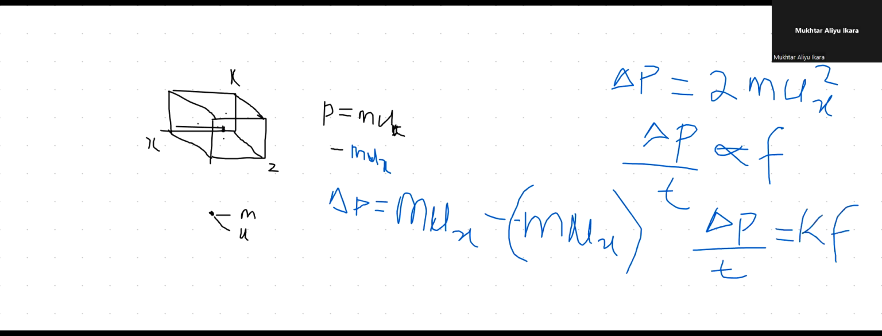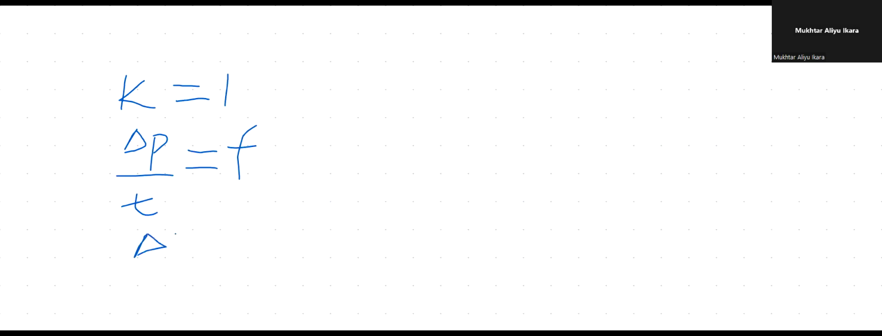So now what do we do? It's simple. This k is usually a constant, and the constant is 1. So the rate of change of momentum is equal to 1 times F, which is equal to F. So we can now cross multiply, and delta p is equal to Ft.